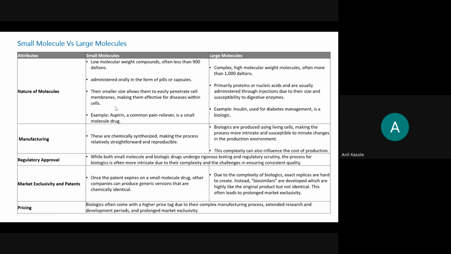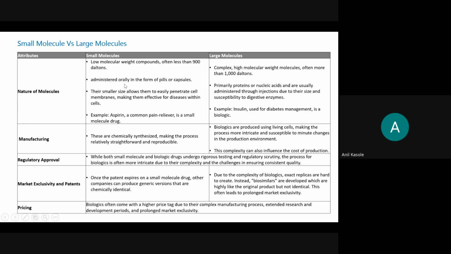So, for example, nature of the molecules. This is a key attribute. In small molecules, they are low molecular weight, meaning the compound weight of those molecules is always low. Typically, it's less than 100 daltons. However, in large molecules, it is about 1000 daltons, right? That is the molecular compound weight. It is always measured, and the unit of measurement is dalton. So again, this is a very important difference.